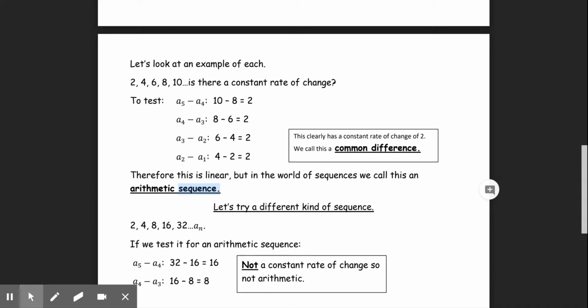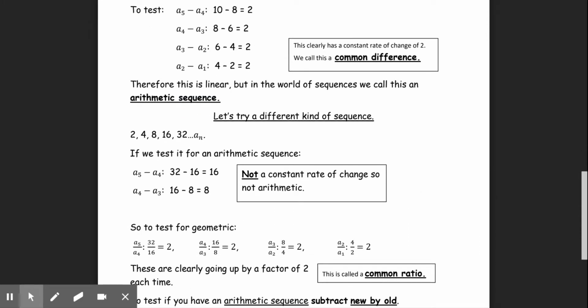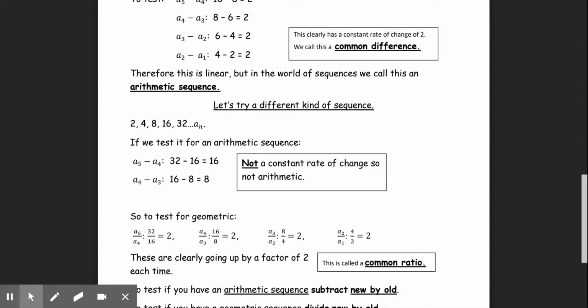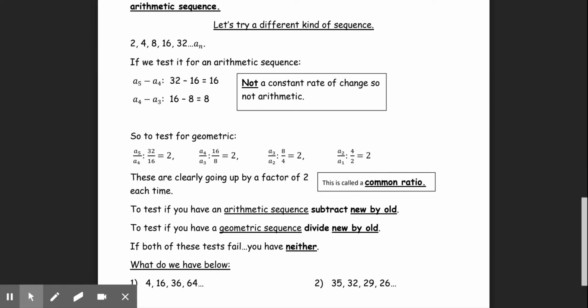Let's try a different kind of sequence. 2, 4, 8, 16, 32, ... A sub n. If we test it for an arithmetic sequence, which would be 32 minus 16, we get 16. And then 16 minus 8, we get 8. So it is clearly not a constant rate of change. So it's not arithmetic. So now let's test it for the geometric. So we're going to start with A sub 5 divided by A sub 4. So 32 divided by 16 is 2. And then 16 divided by 8 is 2. 8 divided by 4 is 2. And 4 divided by 2 is 2. These are clearly going up by a factor of 2 each time. This is called a common ratio.